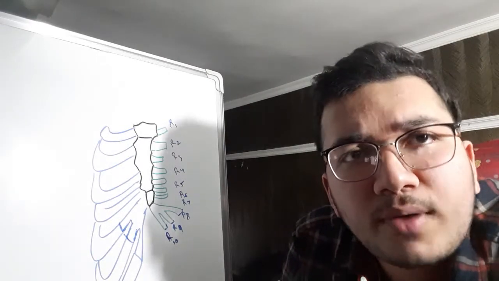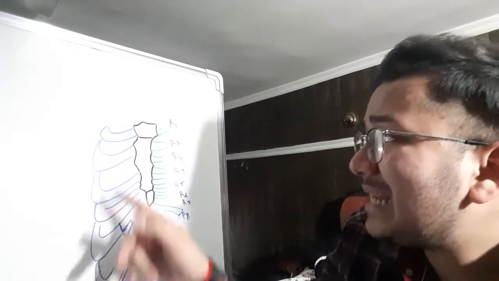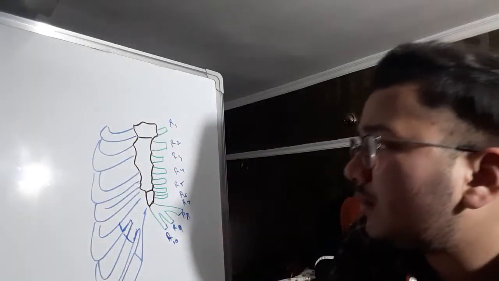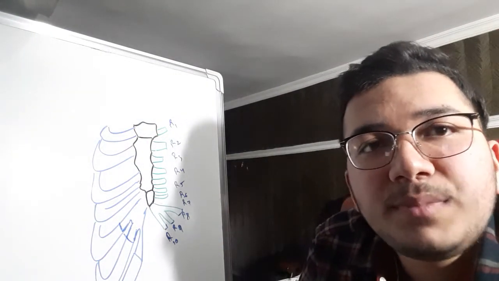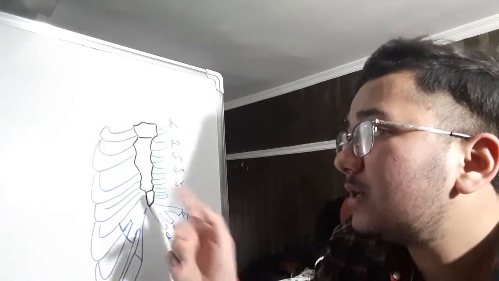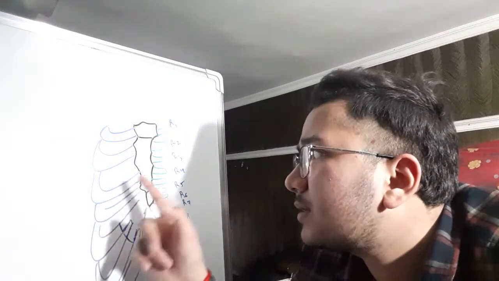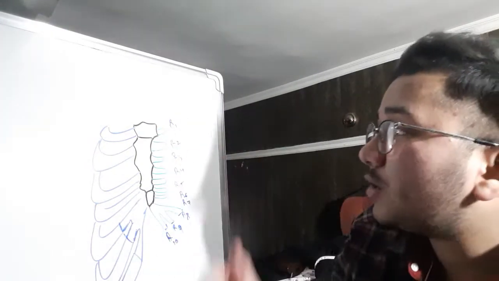Let's talk about the thorax region. So this is our thorax region. This is our sternum, and in the blue we have our ribs, and in the green this is the costal cartilage. These are the medium by which one bone is connected with another bone. The rib is connected to the sternum by our costal cartilage. So in the green we have the costal cartilage.